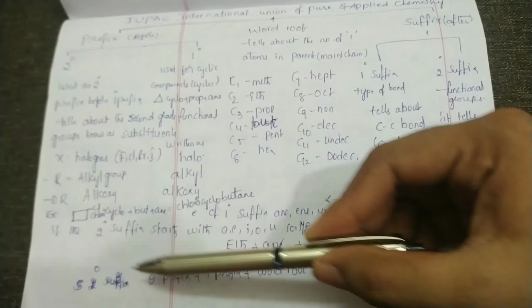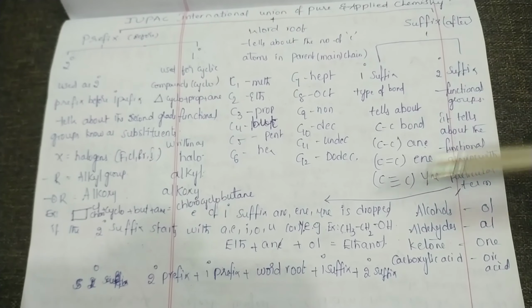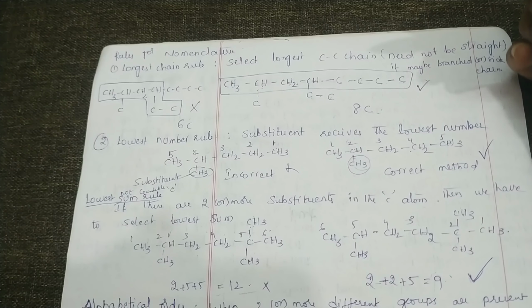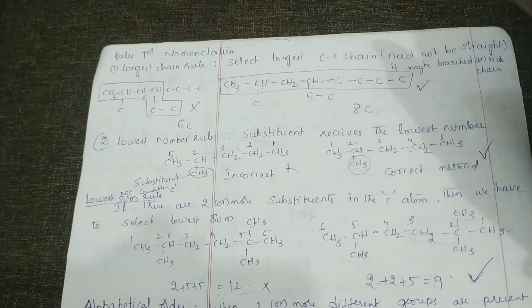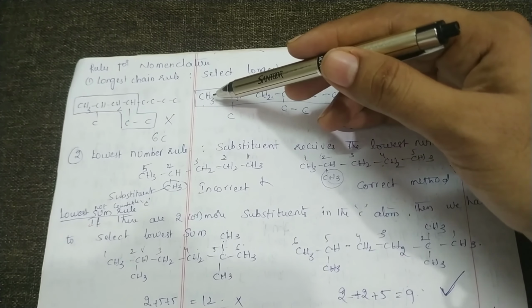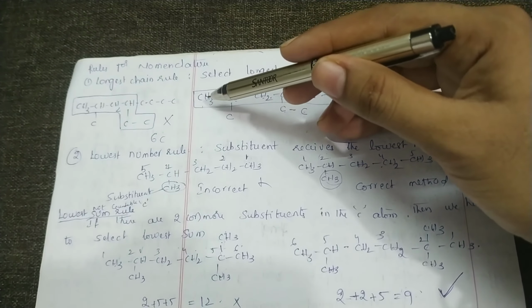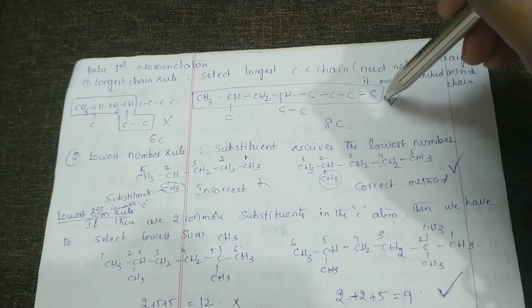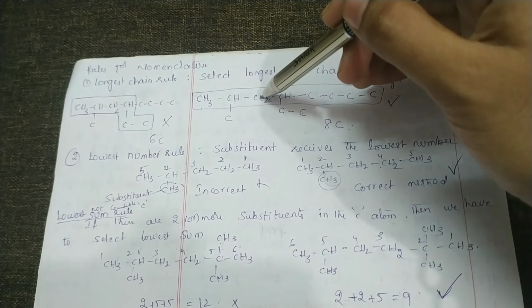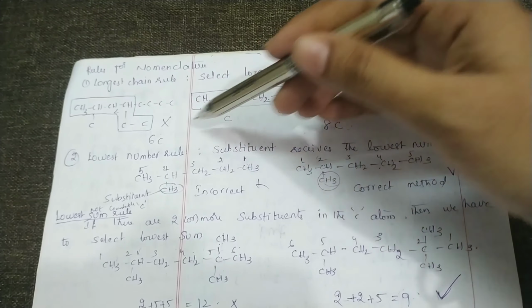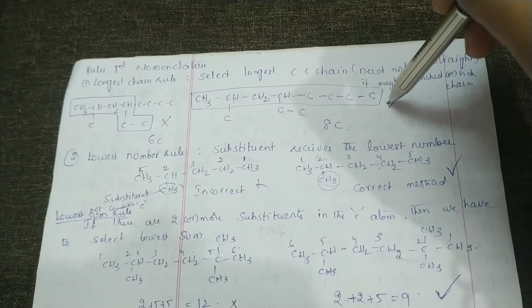So what is the formula? First we write the secondary prefix, then primary prefix, then word root, then primary suffix and secondary suffix. Rules for nomenclature. The first rule is the longest chain rule. First you have to select the longest carbon chain, which need not be straight, but may be branched or have a side chain. In this compound, if you select the chain from this side, 1 2 3 4 5 6 7 8 carbons. If you select the carbon chain from this side, 1 2 3 4 5 6 carbon atoms. So this is the longest carbon chain.